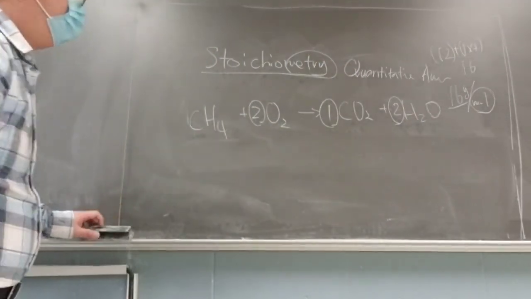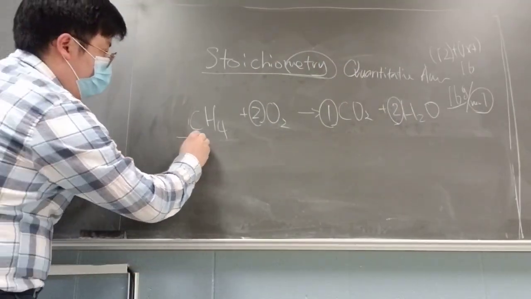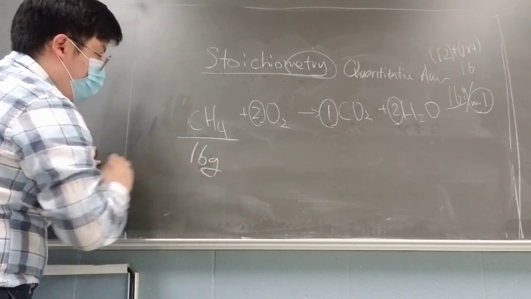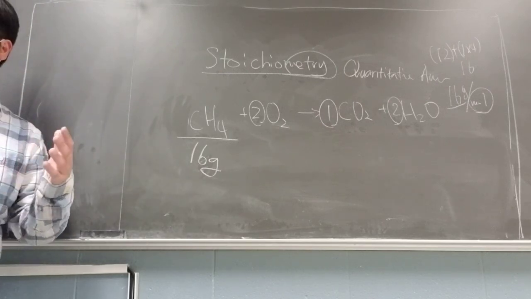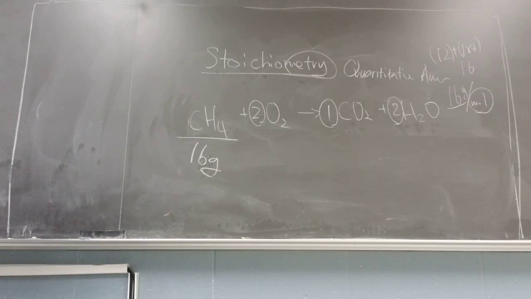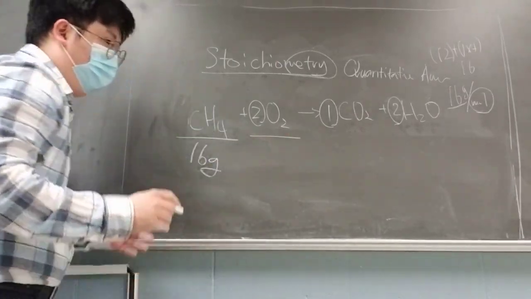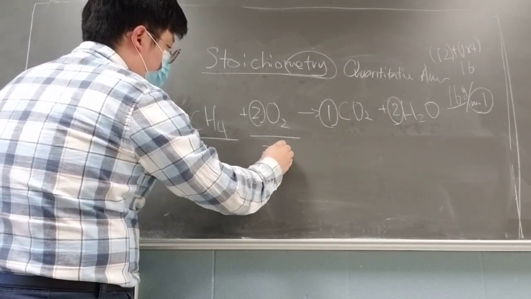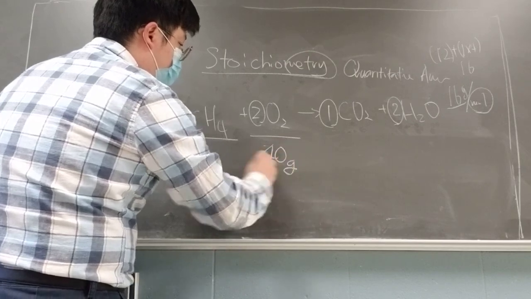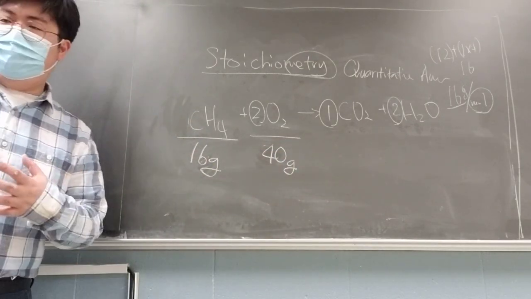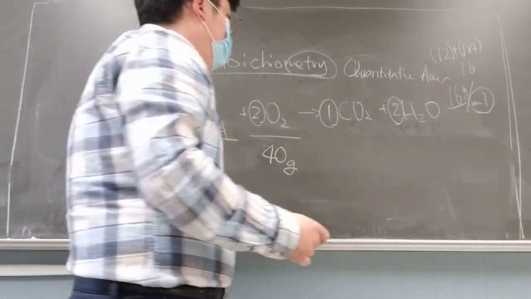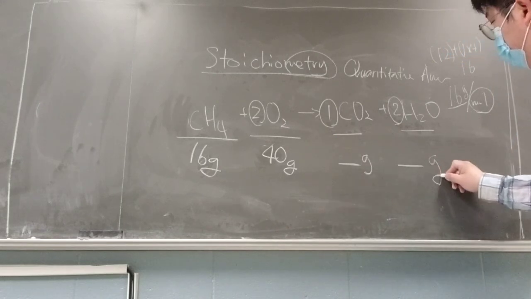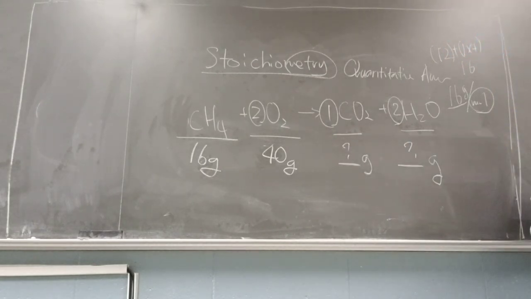So if you have, for example, 16 grams of methane in the lab, you're going to burn the 16 grams of methane, and you find out there might be, in the fume hood, maybe 40 grams of oxygen there. Okay, so you estimate there's 40 grams of the oxygen over there, and you just need to find out how many grams of these two will be produced. Okay, so this is your job.